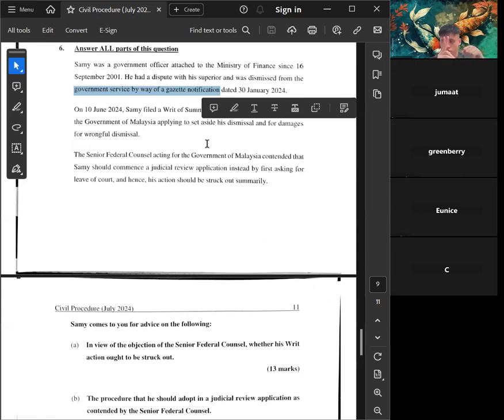The second one is whether the statement of claim can be struck out because there is no reasonable cause of action. So the pleading filed by SEMI can also be struck out, so that the entire writ action can be struck out. This is how I would go about answering this question. Is everyone okay?